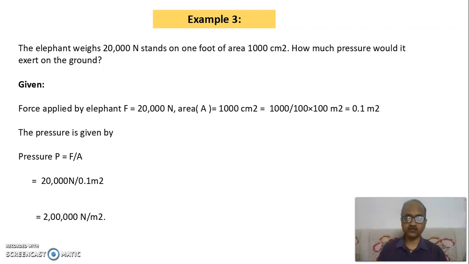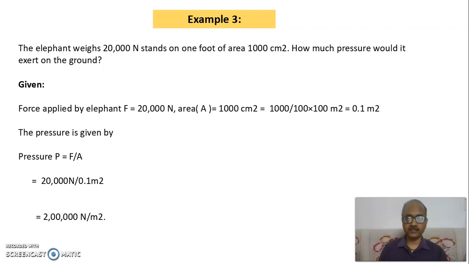Now centimeter is 1 upon 100 part of a meter. As you have seen in the previous question, centimeter square is equal to centimeter into centimeter. That is 1000 upon 100 into 100 meter square. Two times centimeter is there, so 200 is there in the denominator. That will give you 1000 upon 10,000, that is equal to 0.1 meter square.